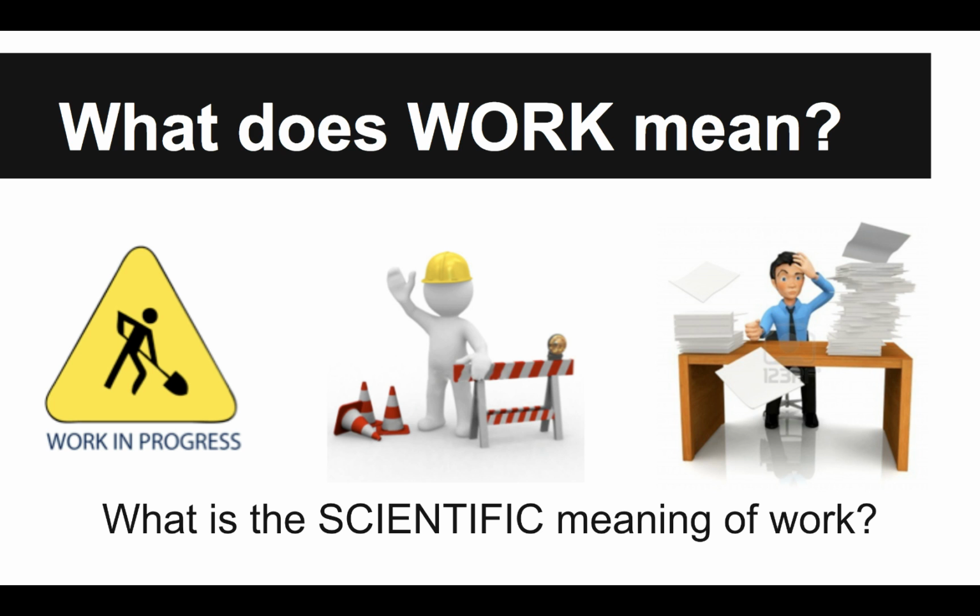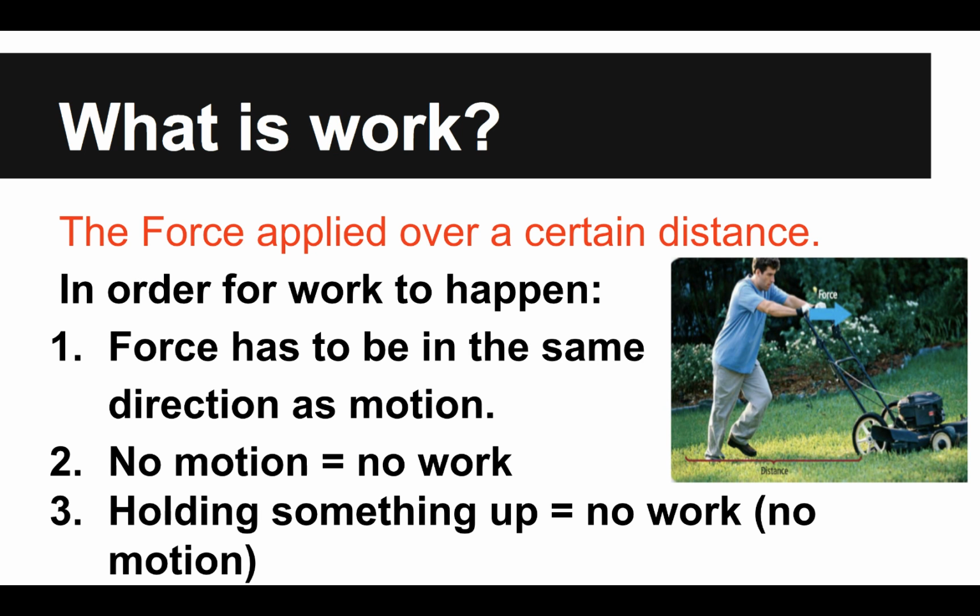Oftentimes there are words in science that we use in our everyday lives, but they mean something different when we're looking at them in science. Work is one of those words. So work is the force applied over a certain distance. What this means is that if there is movement, because there has to be a distance, and if someone is applying a force, this is when work happens.